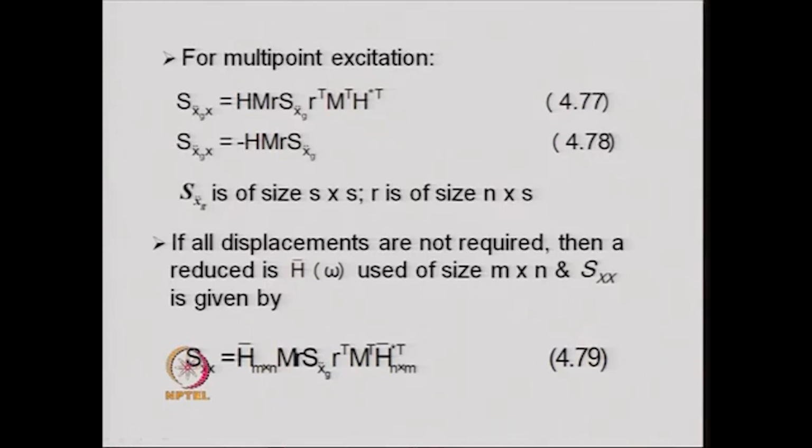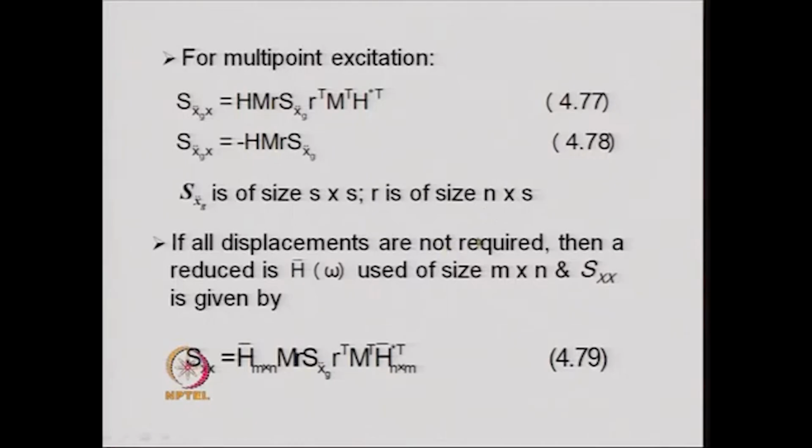So, that is a formulation that we have proved before, and if we want to obtain the cross power spectral density function between the excitation and the response displacement, that is Sx double dot G x, it is equal to minus H m R Sx double dot G, where Sx double dot G is a matrix of size S by S, where S is the number of supports, and R of course is a coefficient matrix of the size n into S.